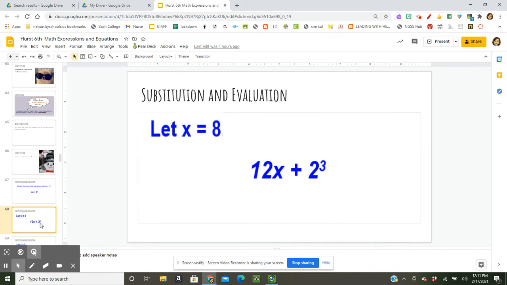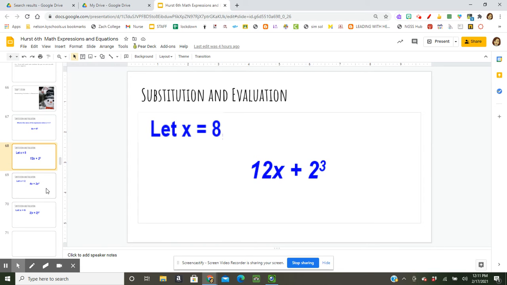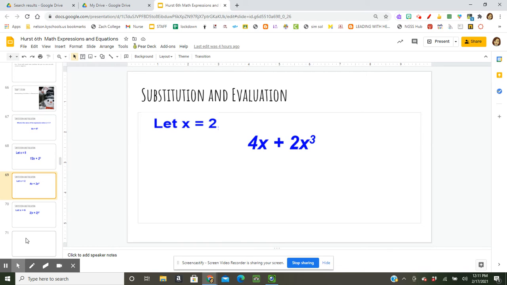All right, so I think we have 2 more problems. Go ahead and write this one out. So x equals 2, and I have 4x plus 2x to the third. So substitute in the 2 for all of those x's and pause the video and see if you get the same answer that I get.